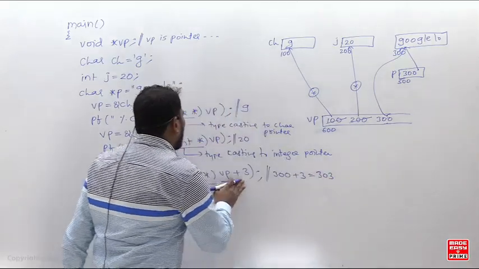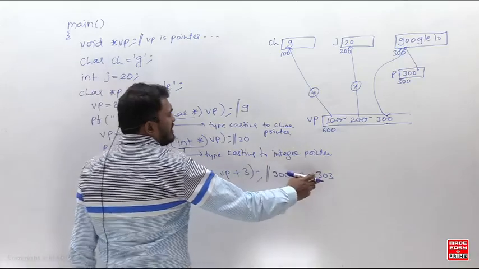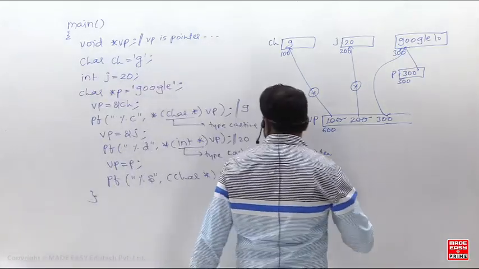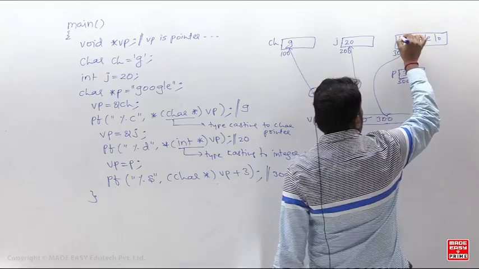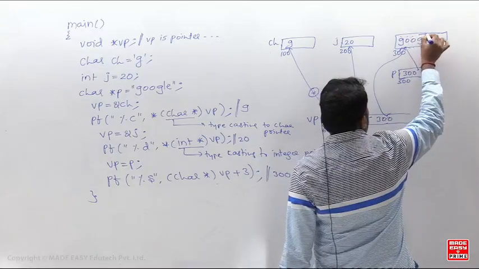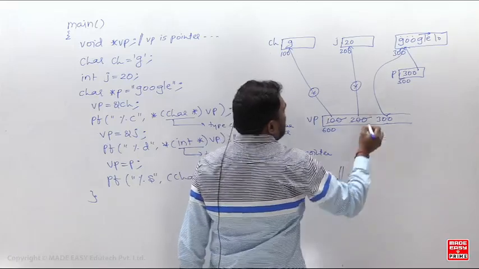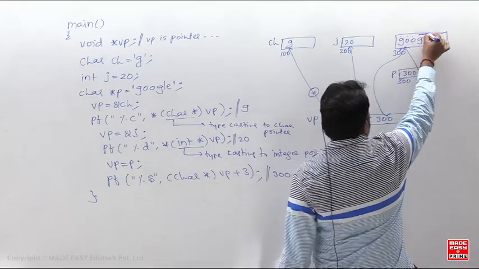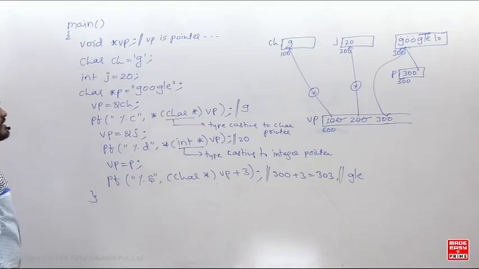So for the percentage s, you are providing the base address 303. From the base address 303, it will print all the characters until the null character. So 300, 301, 302, 303. So what will it print? GLE. It will print from 303, so from here, GLE. Right? Is this clear for everyone?